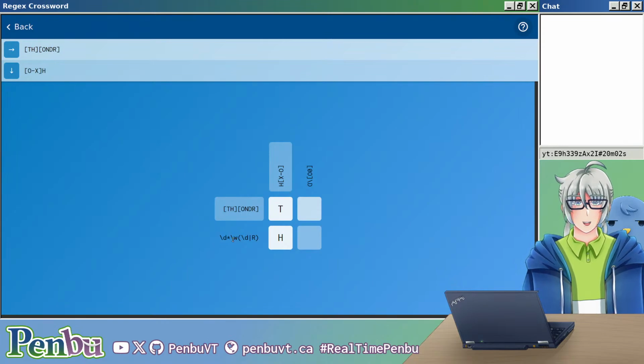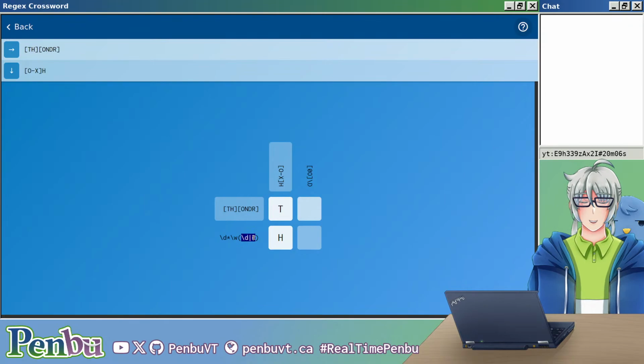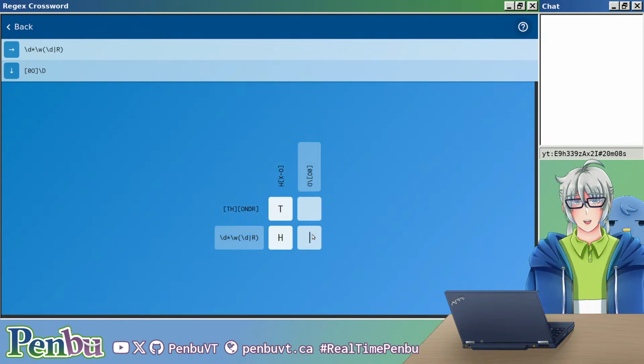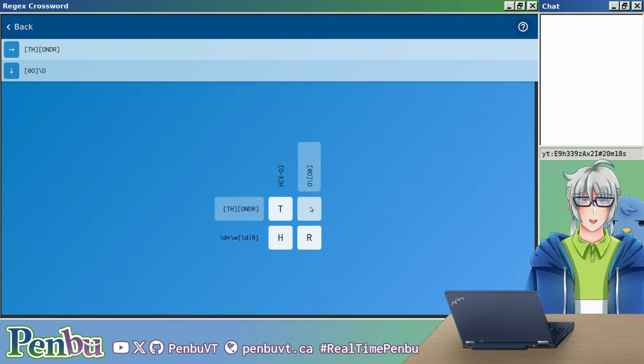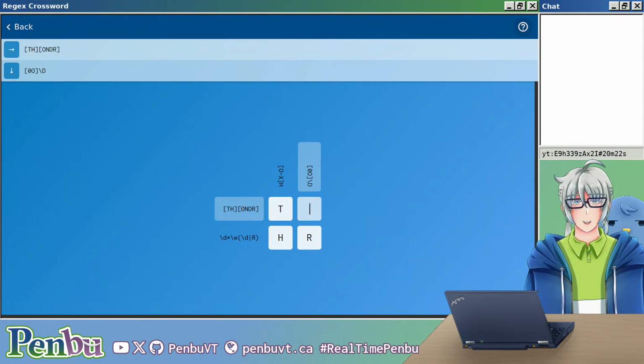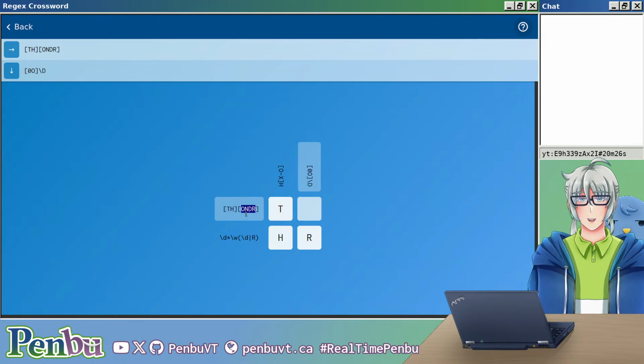We do not start with a digit. We do start with a word character. And so we either have a digit or an R, but this forces it to be anything but a digit, I believe. So that is forced to be an R. And then we have either a 0 or an O in the first position here. But in the second position horizontally, we have O and DR, and the only overlap there is an O.